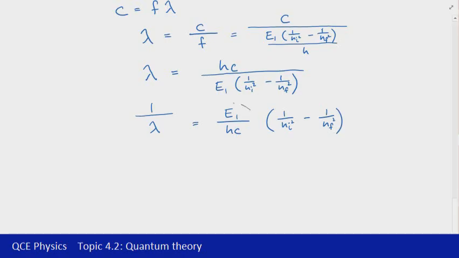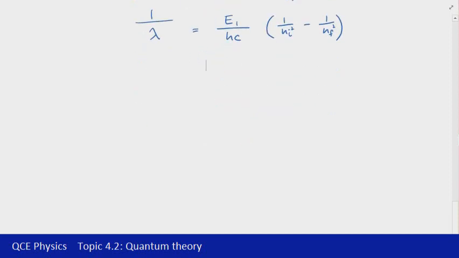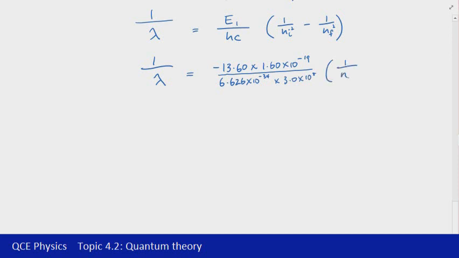Hopefully you can identify that this term that we have out the front is made up of constants. So E1 being the energy of the first energy level, h being Planck's constant, and c being the speed of light. So if we substitute in, we find that 1 on lambda is equal to negative 13.6 electron volts, multiplied by the conversion factor of 1.60 by 10 to the negative 19 to get that in joules. Divide that by Planck's constant, 6.626 by 10 to the negative 34, and multiply that by the speed of light, 3.0 by 10 to the 8. And those general terms, 1 on Ni squared minus 1 on Nf squared.